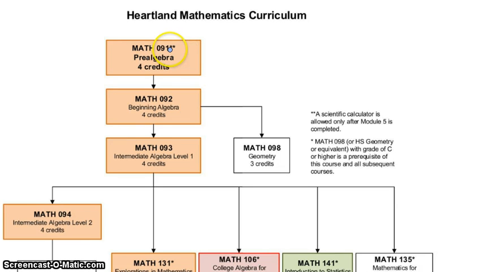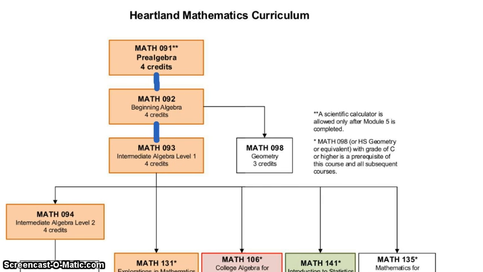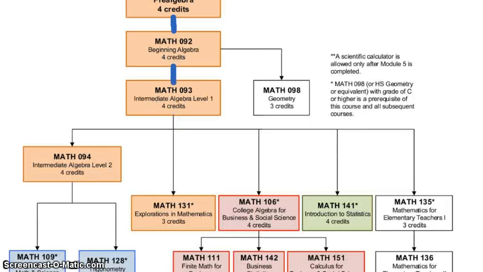But this program starts with Math 091. Once you complete Math 091, or if you've placed ahead of that, you'll move on to Math 092. Once you complete that, or if you've placed at a higher level, you'll move on to 093. Geometry is available to you as soon as you pass Math 092, beginning algebra. So if geometry is a course that's required for you, as soon as you pass Math 092, you'll be able to take that. But once you get to Math 093, that's when we start getting into some different options that branch out a little bit here.